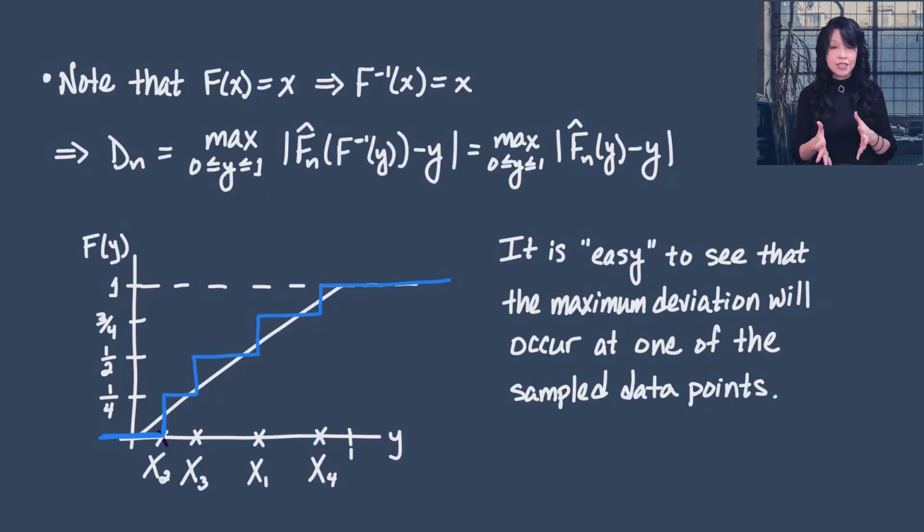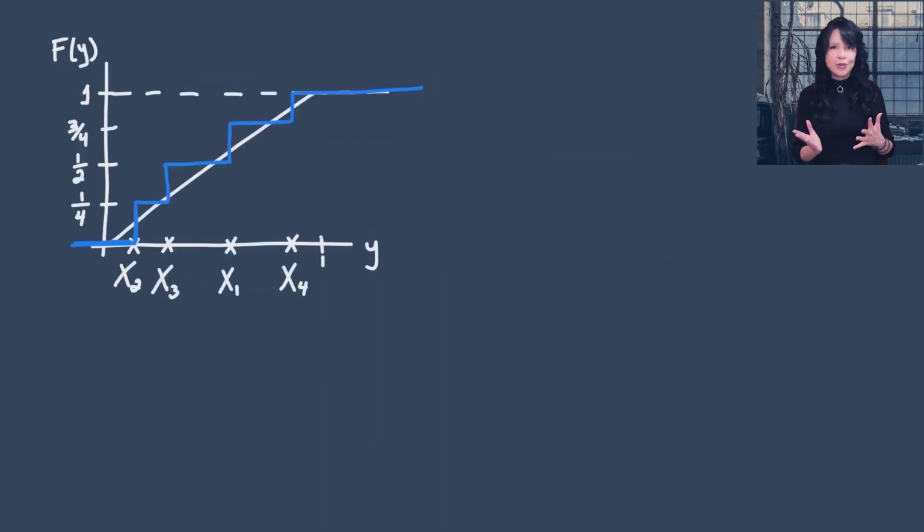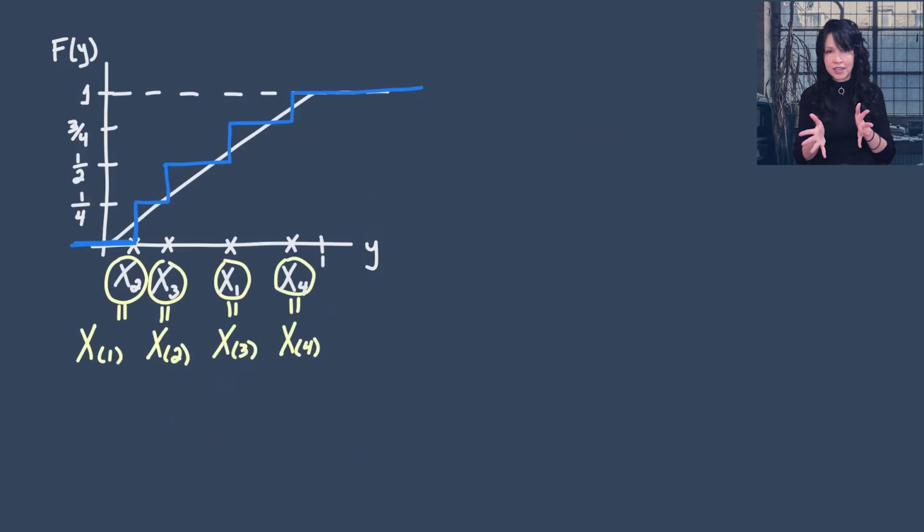So if you're convinced of that, then great, we don't have to look at all little y's between 0 and 1. We just have to consider the deviations at these points. I want to put these points in order so we can consider them from left to right rather than looking at x1 and then x2 and so on. We have a notation for this in statistics. I'm going to call the smallest value in this sample of size 4 x1 in parentheses. This is different than x1 without the parentheses. And then I'm going to call the next largest value x2 in parentheses, x3 in parentheses, and x4 in parentheses.